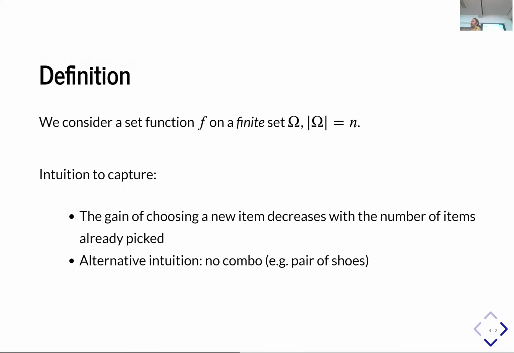So we're talking here about set functions, that is, you've got a universe, a finite universe, omega, of size n, and you want a function that gives for any subset of omega a real value. And we want to capture the intuition that when you choose an item, the gain you have by choosing that item decreases with the number of items you've already picked up. In economics, you would call that marginal utility. Yeah. But as we will see, it can sometimes be a little bit more subtle.